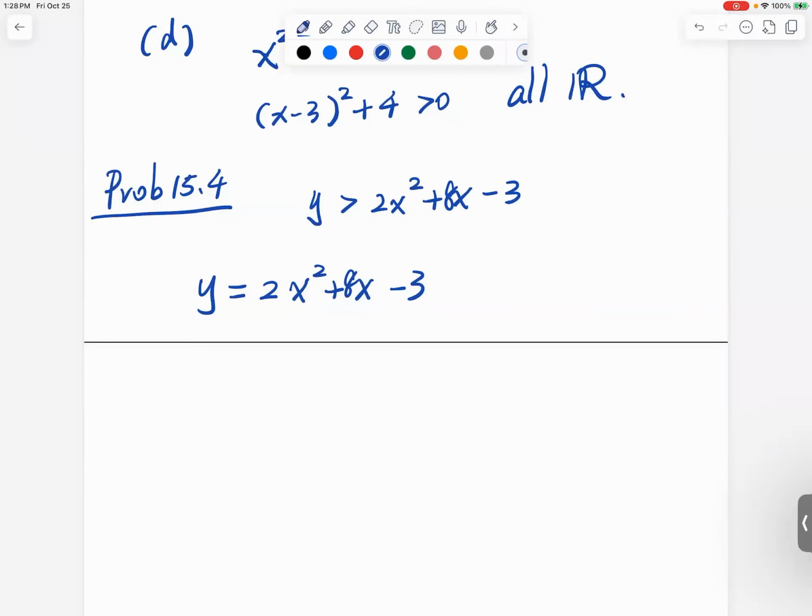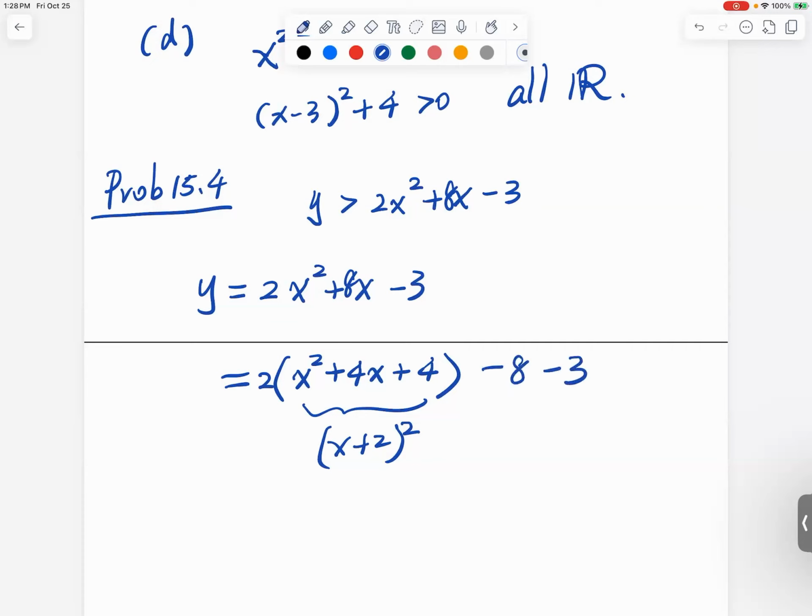Okay, then what do we do? We can do many things, right? How about we complete the square? 2 times x squared plus 4x. Then if we add 4, that would be awesome, right? This is x plus 2 squared. Then we add 4, that means we add 8. We need to subtract 8 in order to get y, right? So this is 2 times x plus 2 squared minus 11.